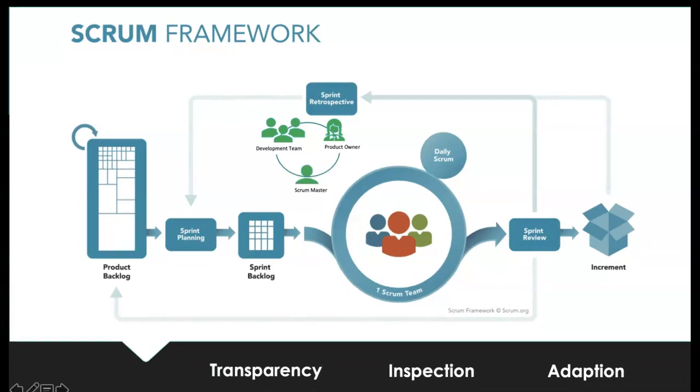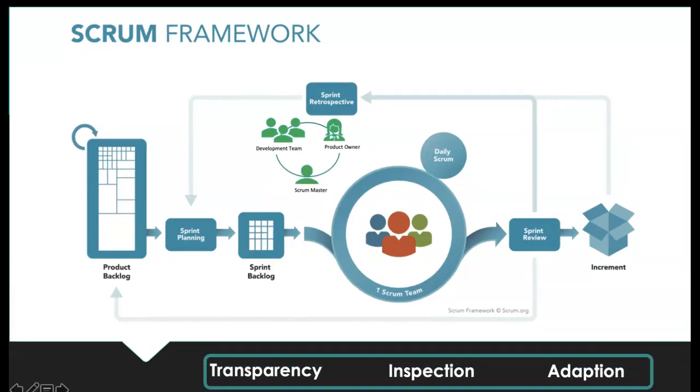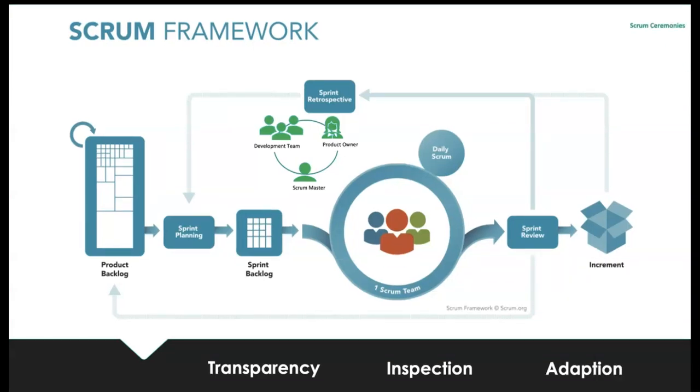The three pillars of Scrum are transparency, inspection, and adaptation. Scrum ceremonies encourage the Scrum team to align to these pillars. Let's take a look at the Scrum ceremonies. The first one is sprint planning.